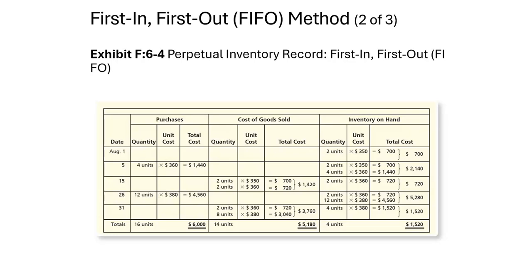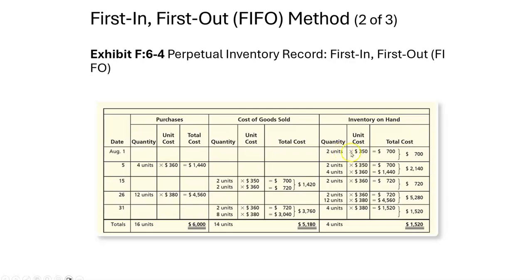So this is a first in, first out inventory card. This is all it costs. There's no retail amounts here. These are all just costs. And all three will start with the same beginnings. August 1st, this would be the beginning balance. And these are calculated by purchases. Units times cost gives total cost. Same thing with cost of goods sold. Units times cost gives total cost, and inventory on hand, the quantity times unit cost gives the total.